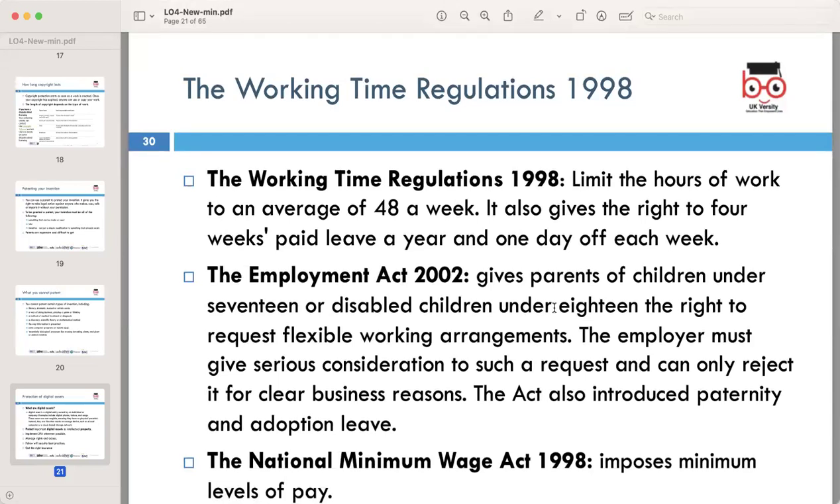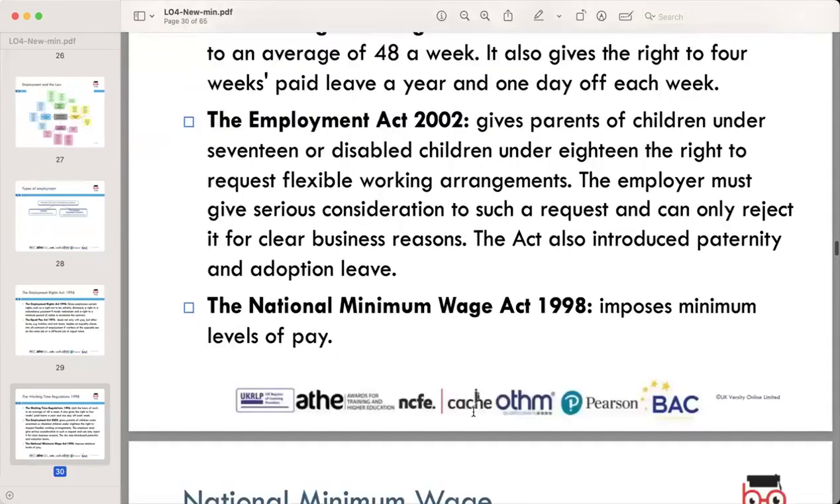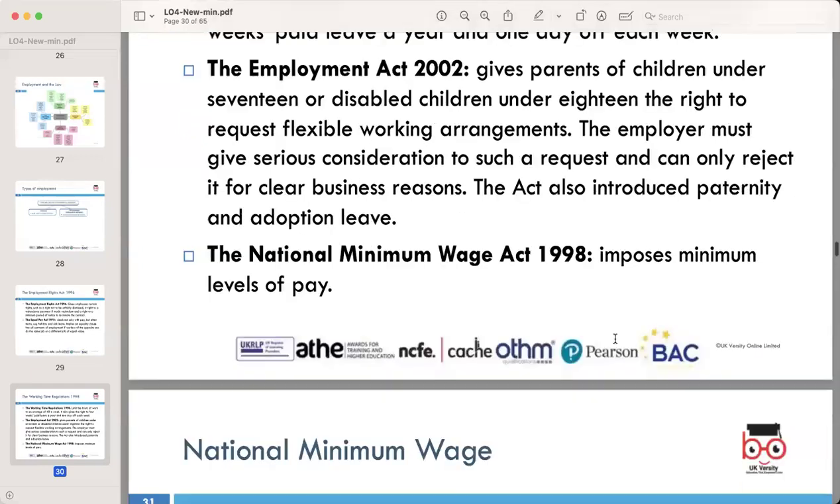Additionally, the National Minimum Wage Act 1998 establishes minimum pay levels, so it imposes minimum levels of pay.